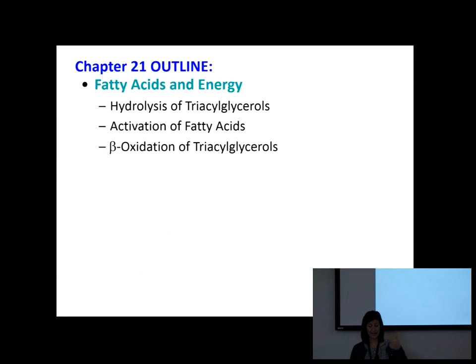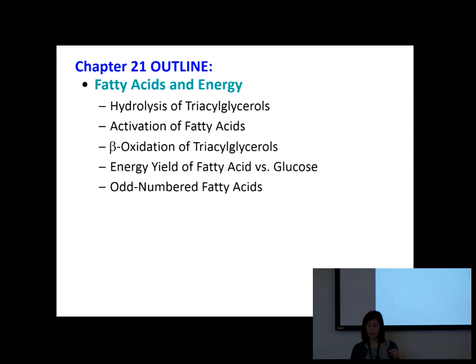So we're going to talk about getting it past the two membranes, strangeness. And then we're going to talk about beta oxidation, which is super cool. It's very simple. We're going to compare, and we've talked about this before, how we get more energy, carbon per carbon, out of fats than we do out of glucose. And then we're going to talk about the oddballs: odd number fatty acids, what do we do with those, and unsaturated fatty acids. How do we handle that?